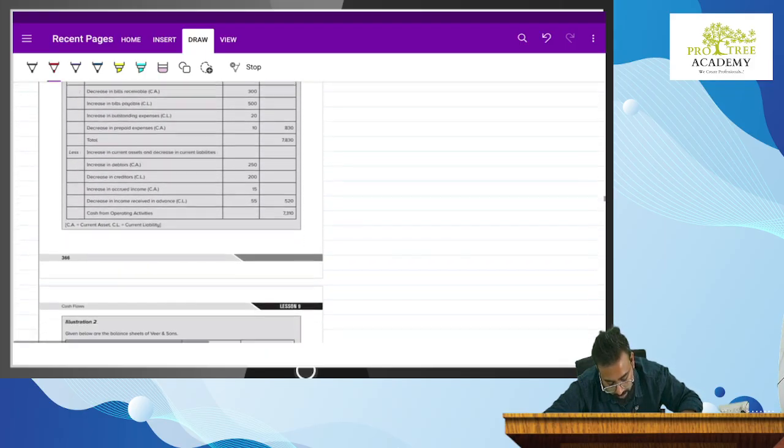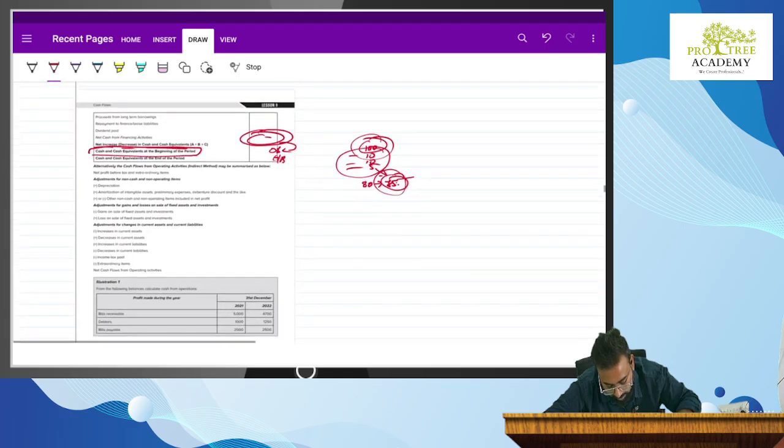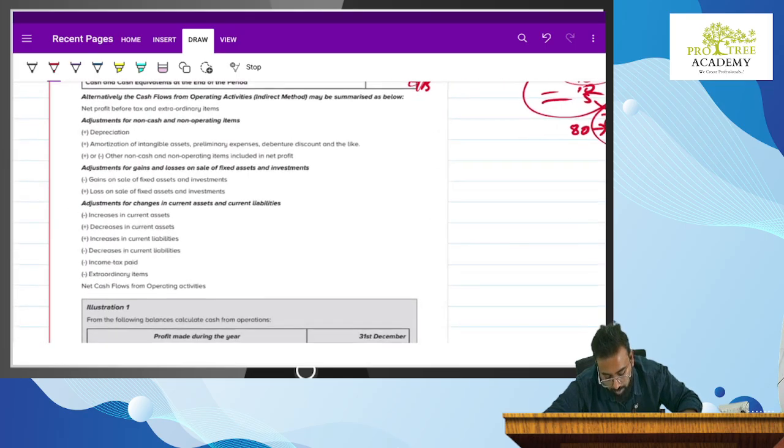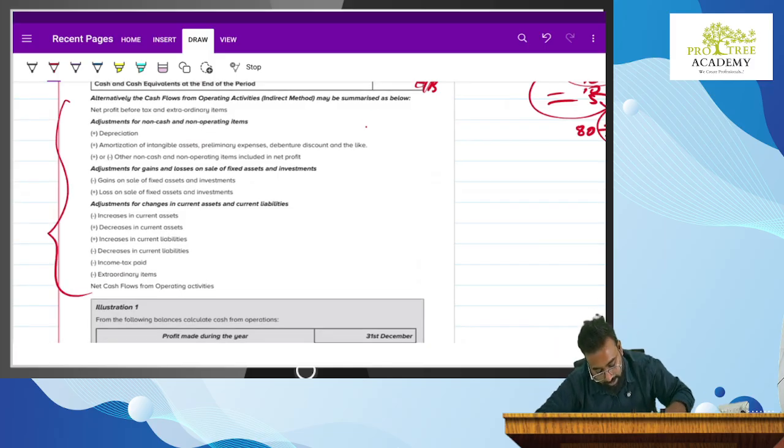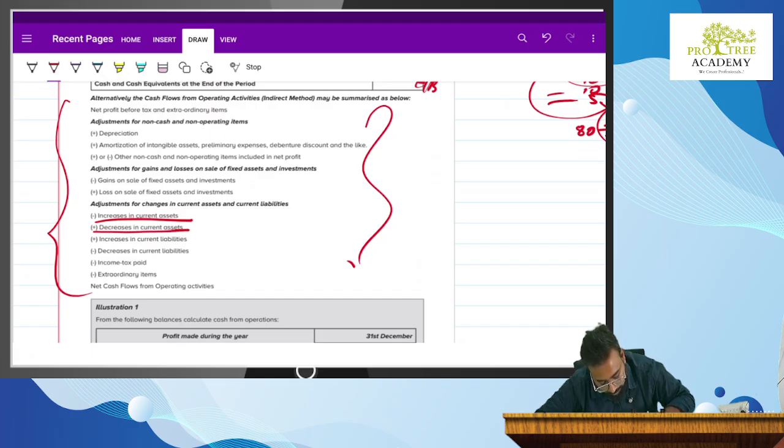Can we see one sum, please? Just to be clear. One sum quickly. Yes, sir. These activities I have already explained, sir. Increase in current assets will be minus, decrease in current assets will be plus. Increase in current liability, decrease in current liability. We have discussed all this. Again, I have told you, don't mug up. Don't mug up. Please. Clear, everyone?